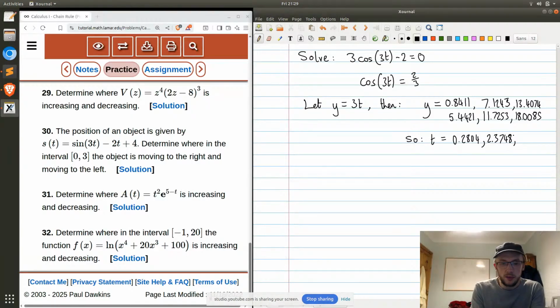I know that's going to be out of range, so I don't even know why I'm doing it, and of course I don't do it. So it's not necessary. So next one, 5.4421. That's good enough. 1.8. 11.7253 divided by 3. The only ones we need are these.